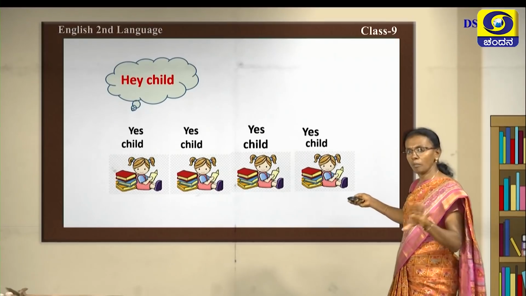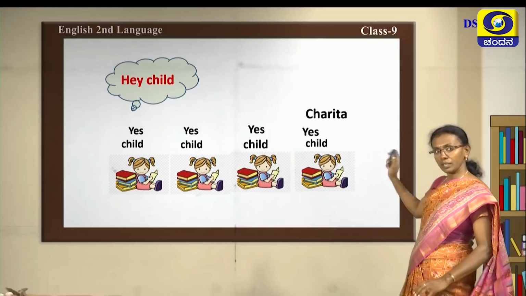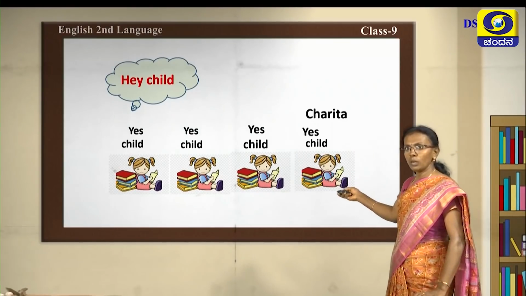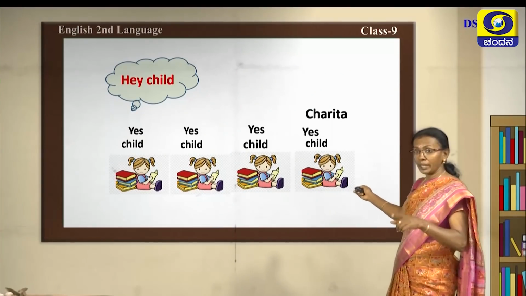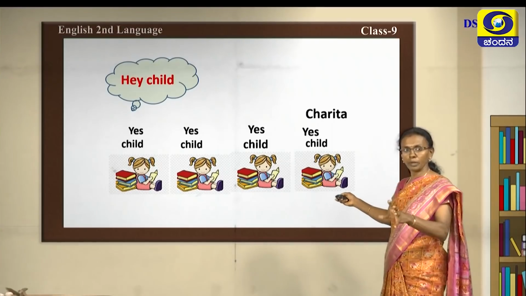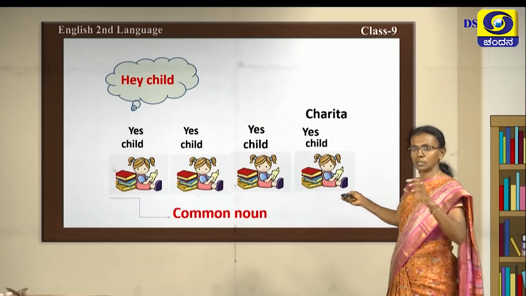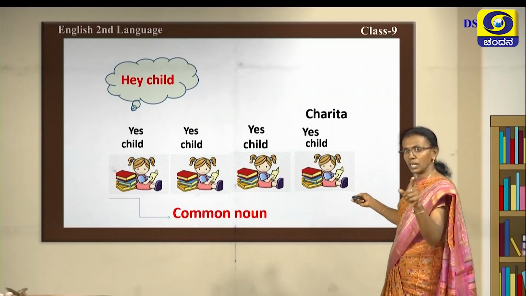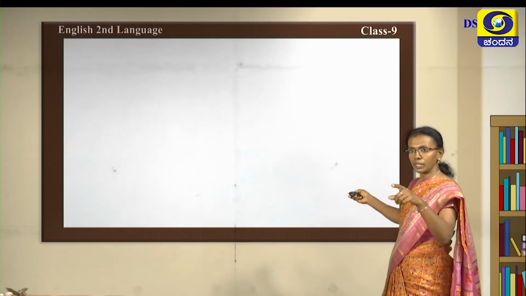They are in common. Now, if you call Charita, only this child will answer back. Why? Her name is Charita. So, it is a proper noun. It is very specific. So, this is proper. See, this is in common, it is child, child, child. All these are common nouns we can use.